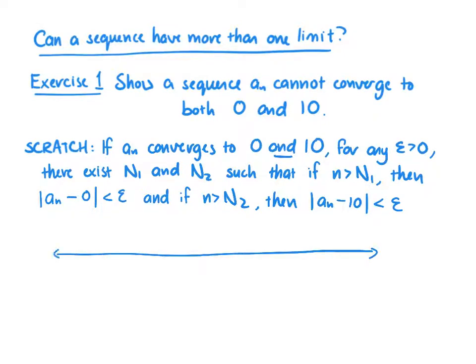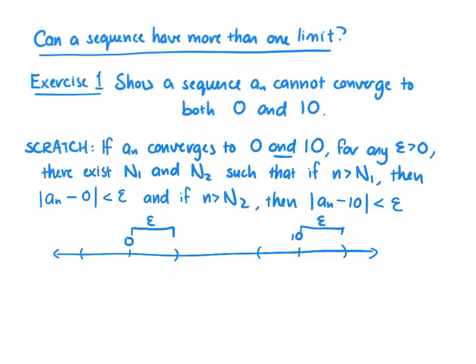So this is the number line. So 0 is over here, and let's say 10 is over here. And what I want is the following. Let's say I wrap a little interval going out epsilon on either side of the two limits. So that's epsilon there, and then this is also epsilon here.